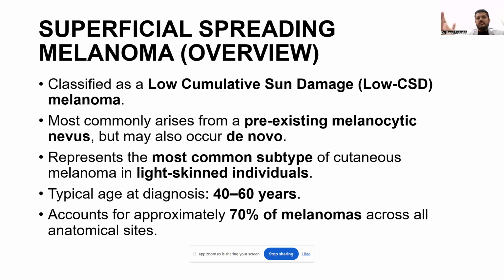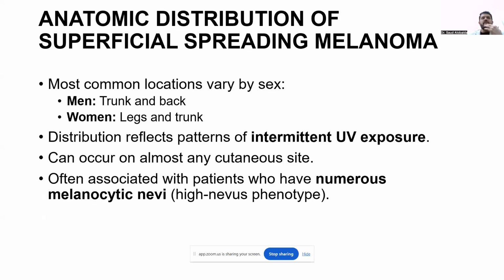It's the most common subtype of cutaneous melanoma in light-skinned individuals, just like most melanomas, but slightly on a younger scale, 40 to 60, and accounts for 70% of melanoma across all anatomical sites. It varies by gender as well: men on the trunk and back, women on the legs and trunk. Again, we talked about intermittent rather than chronic, persistent sun exposure. It can occur in any site and is often associated with people with numerous melanocytic nevi.